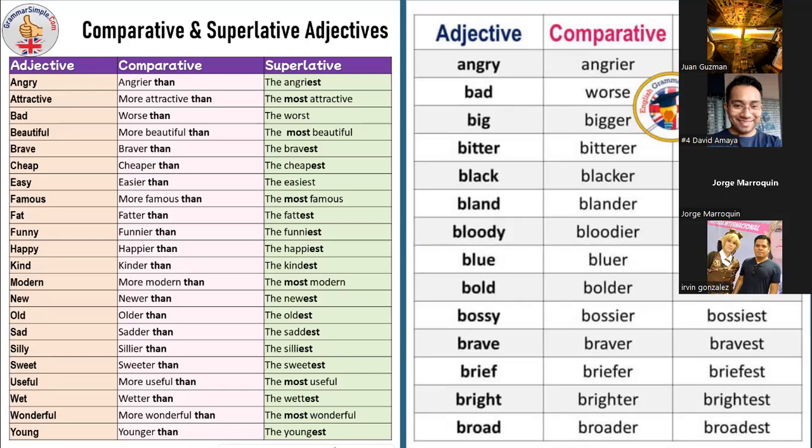Happy, happier. Jorge, are you repeating? I don't hear you. Kind, kinder. Very good. Modern, more modern.